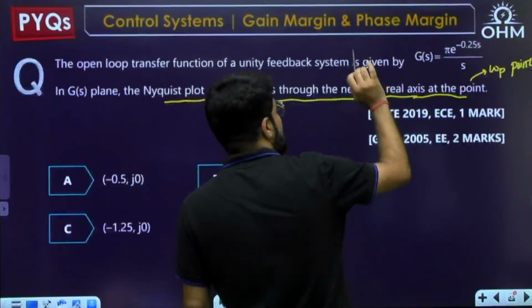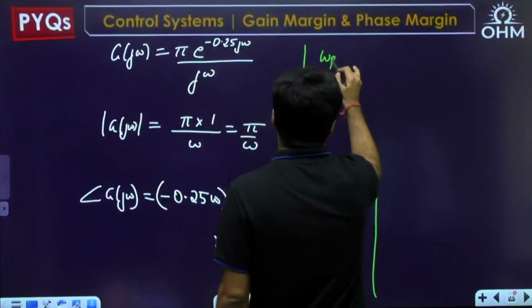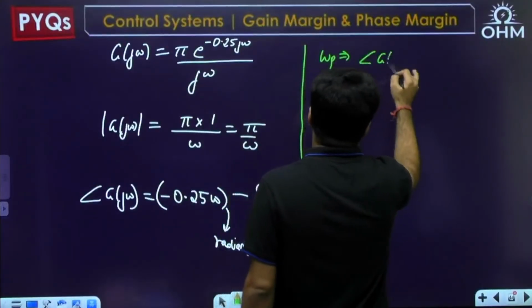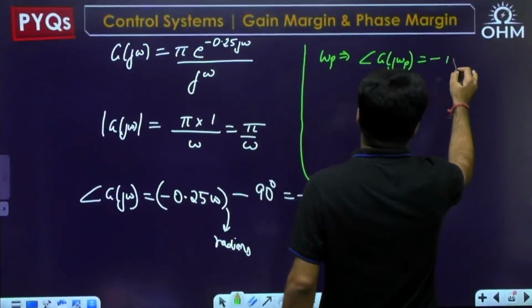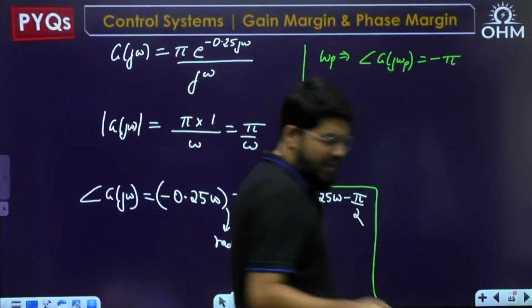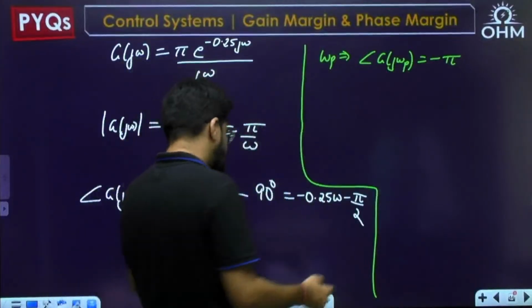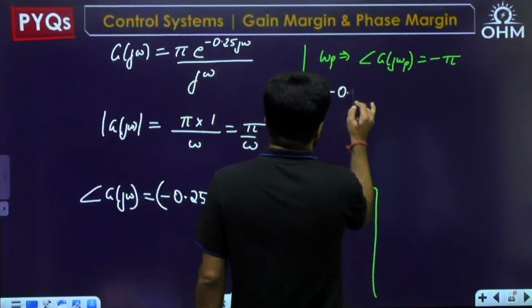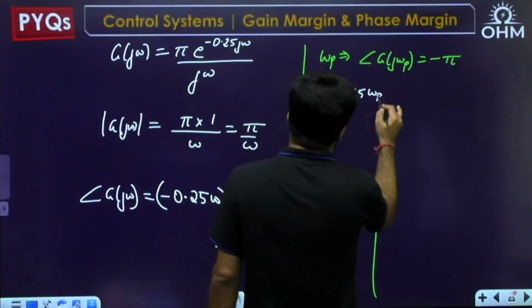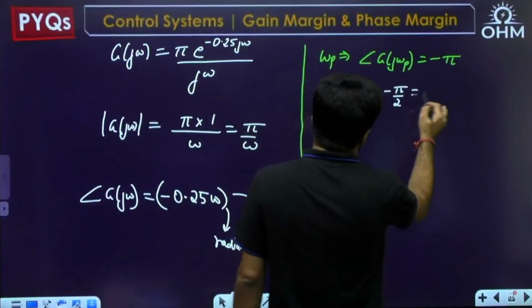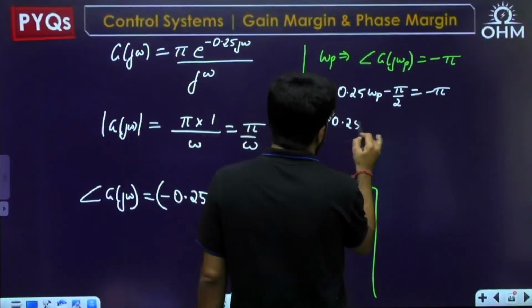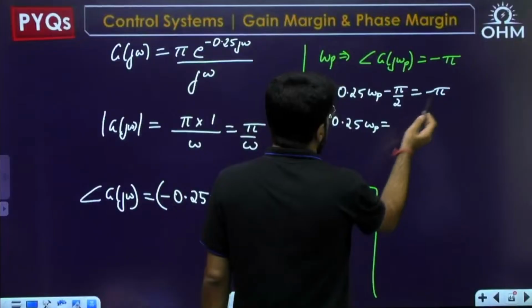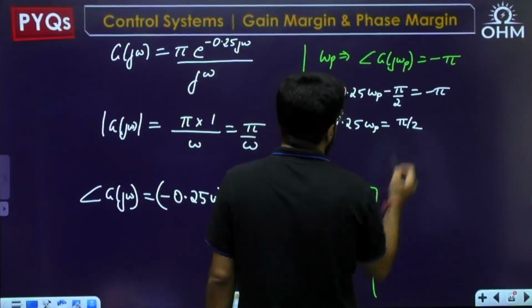The question is asking for the omega p point. So what happens at omega p? At omega p, the angle of G(j omega p) will be minus 180 degree or minus pi. Everything I am writing in radian. So minus 0.25 omega p minus pi by 2 is minus pi. So 0.25 omega will be how much? Pi minus pi by 2, which is pi by 2.